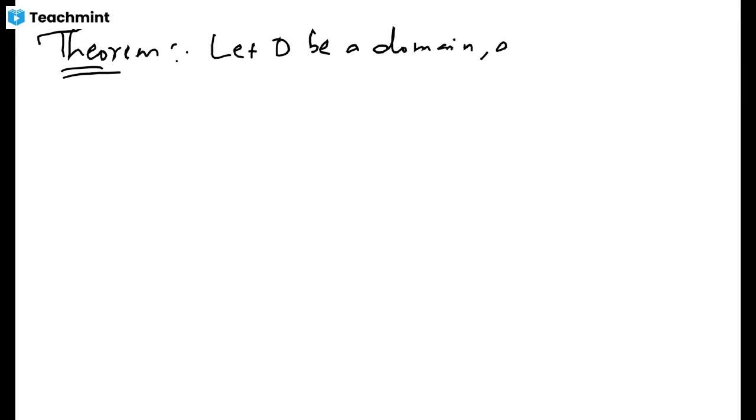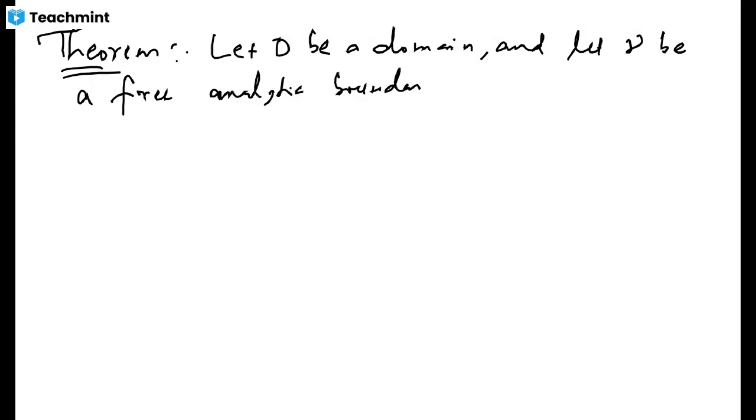Now for free analytic curves, we have a version of Schwarz's reflection principle, which I'm going to state. Suppose D is a domain and let gamma be a free analytic boundary arc of D.